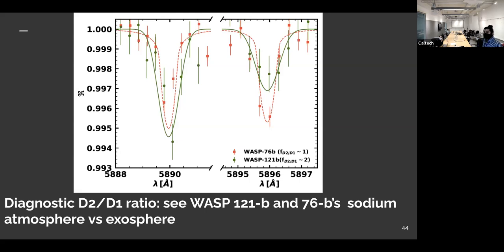Cool. I have a question. So you showed these models at high resolution, and have you thought about how they would look at low resolution, or is it really all the differences concentrated in the core?